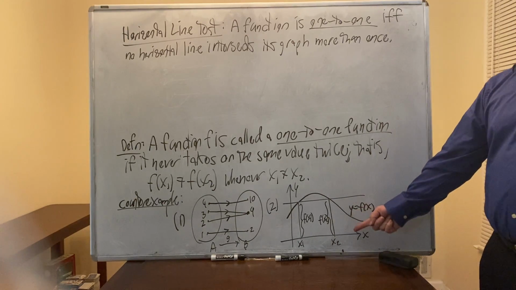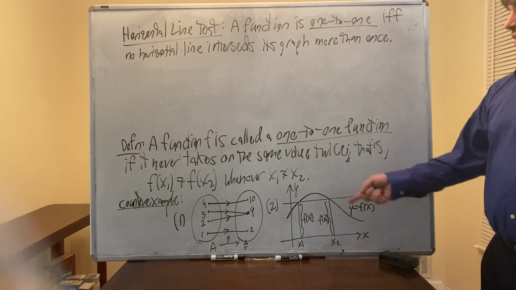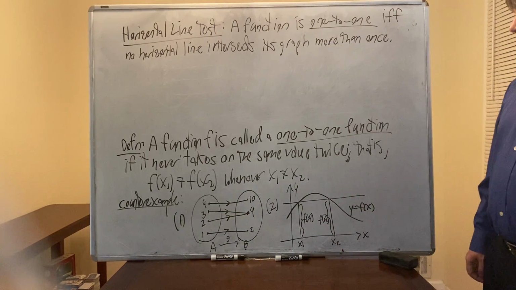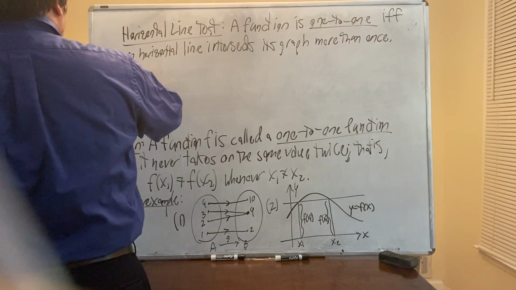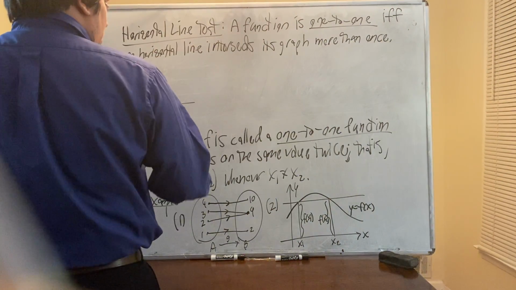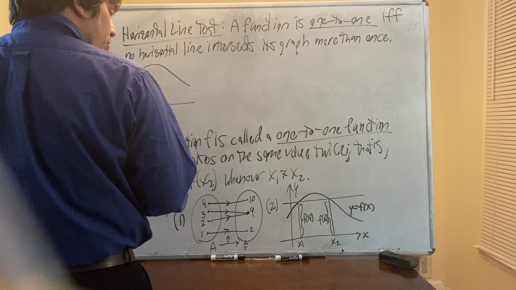So here, in this counterexample, this is a horizontal line that does cross the graph more than once, and this is not a one-to-one function. To illustrate this situation, let me redraw this picture. Let me explain what the horizontal line is saying with pictures instead of words.